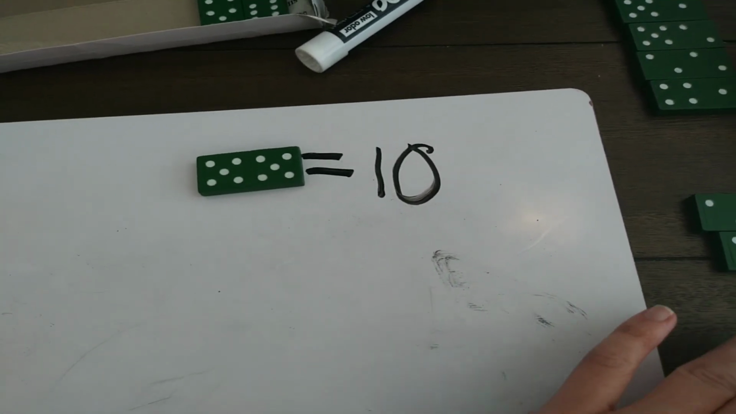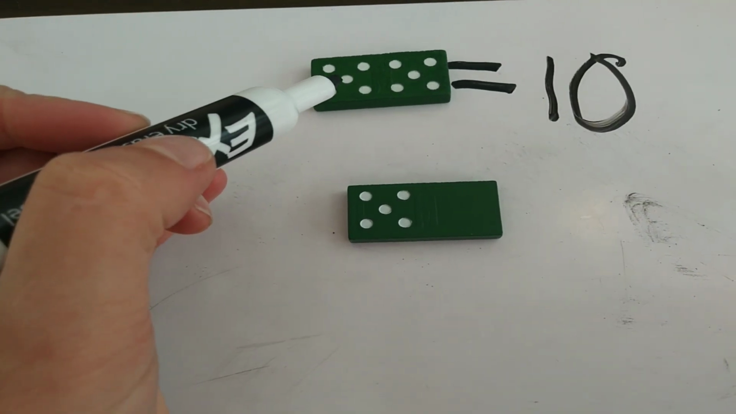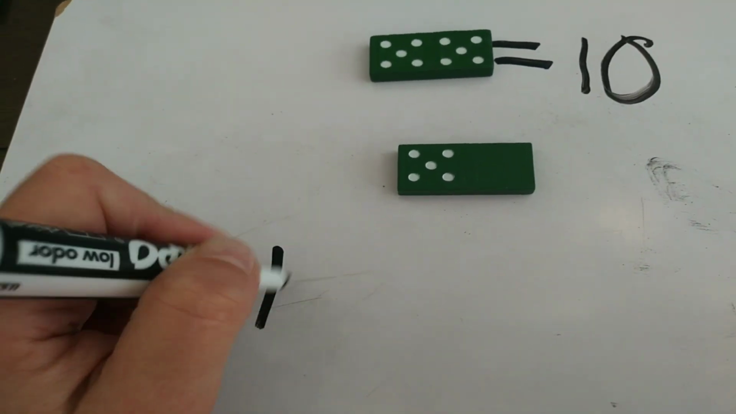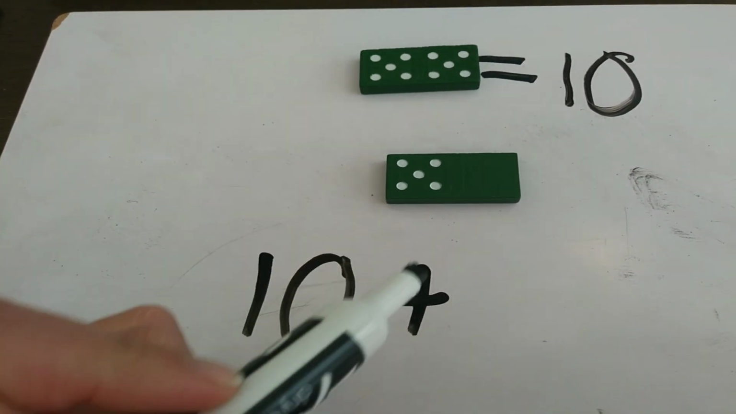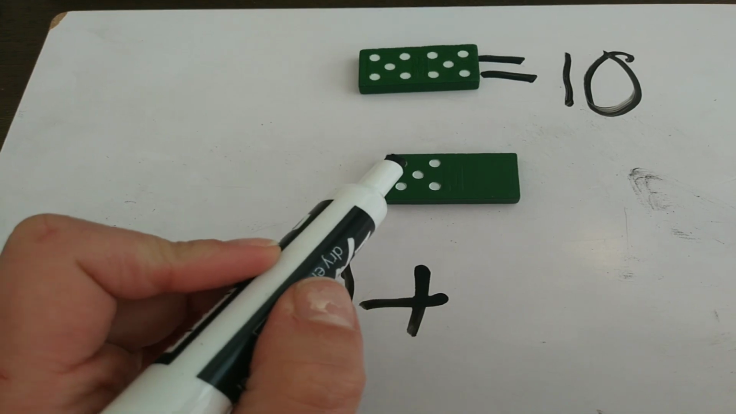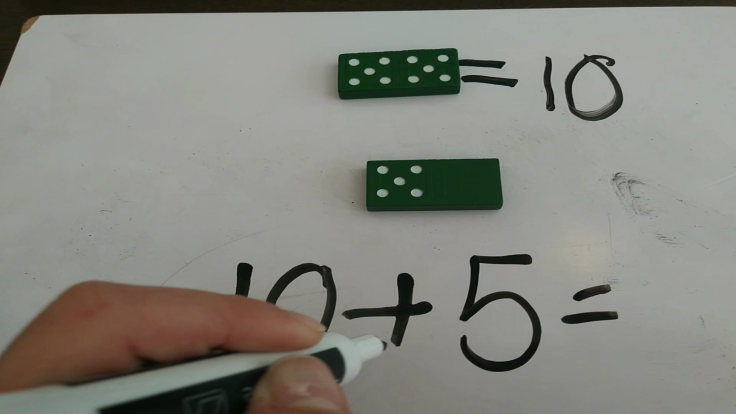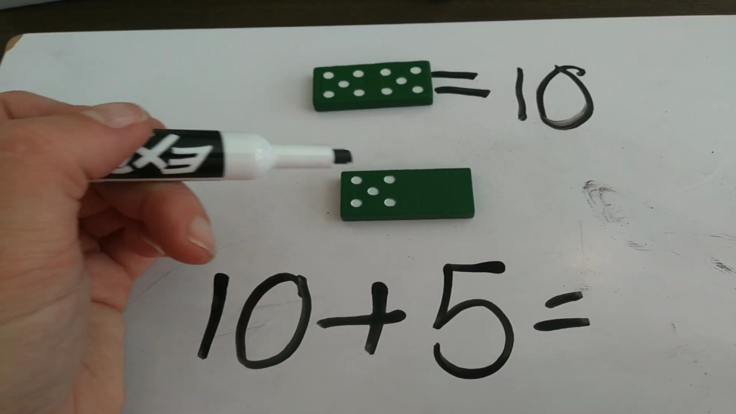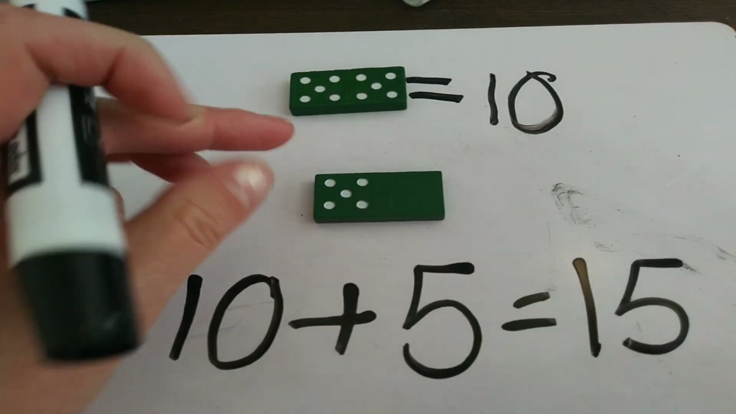We're going to keep going. Good job. Let's try this one. How many domino dots do we have here? Very good. There are 10. So 10 plus how many? Count the dots. 1, 2, 3, 4, 5. So 10 plus 5 equals how many in all? Count all of the dots. So this is 10, 11, 12, 13, 14, 15. So 10 plus 5 equals 15.